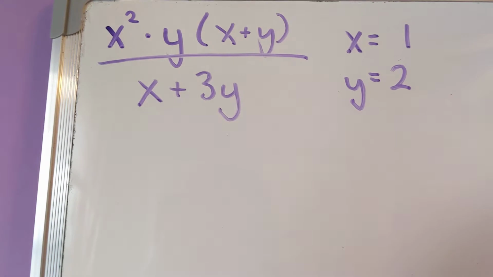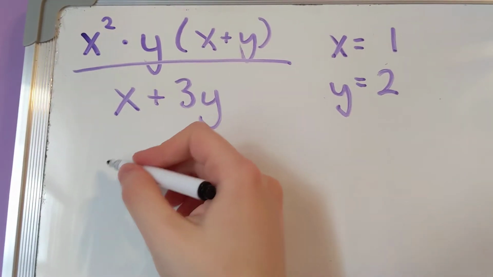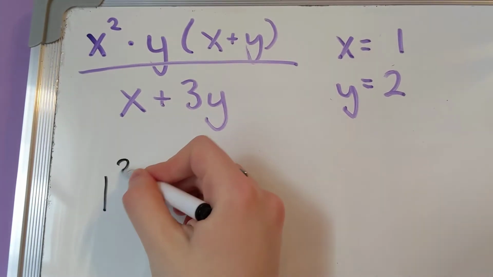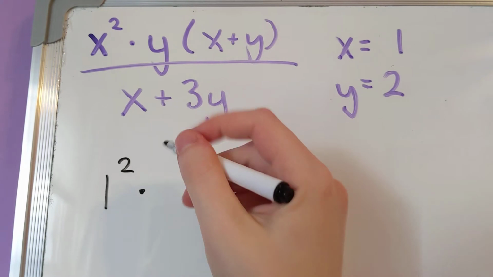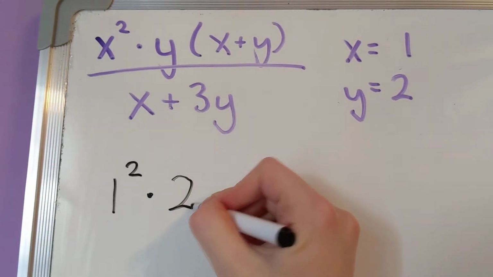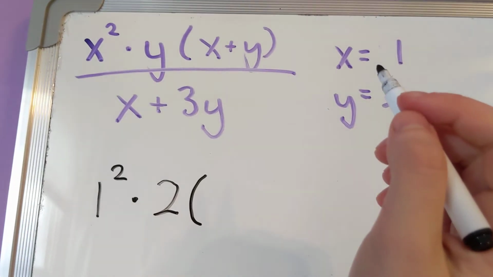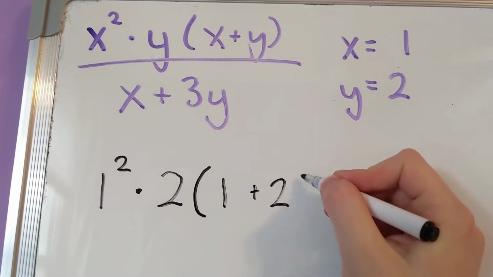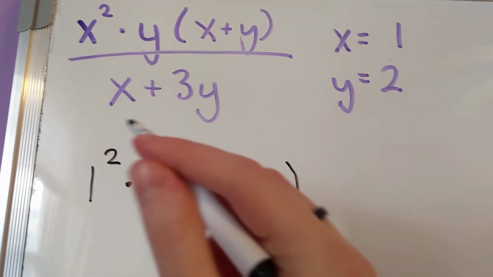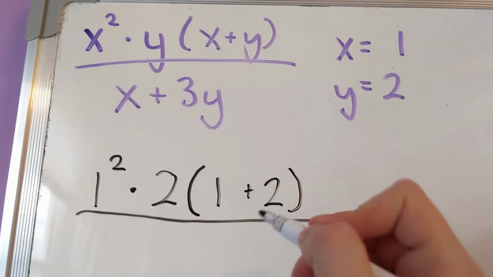So we'll start at the beginning. We have an x squared, and our x is 1, so we're going to write 1 squared. We have times y, and y is 2, so we write 2 parentheses x plus y. x is 1, y is 2, so we write 1 plus 2. So that's the numerator of our fraction here. Now we'll do the denominator.